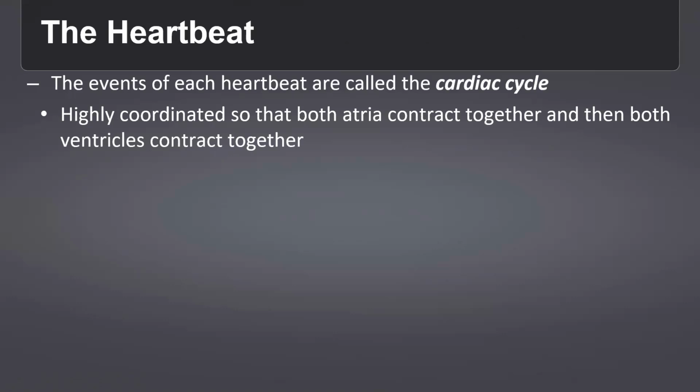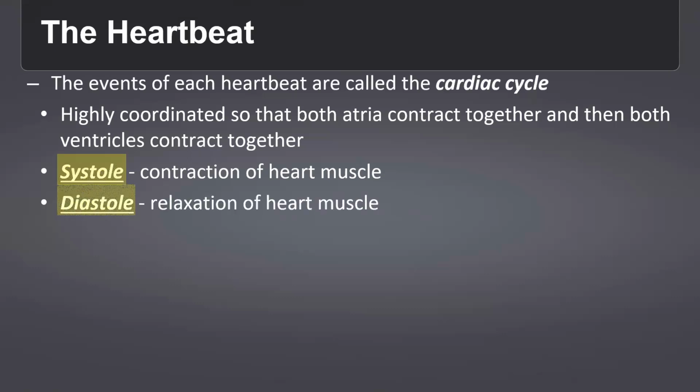When your heart is contracting, that's called systole. It's when your heart is squeezing, and it's basically squeezing all the blood out of the heart. And when it's done squeezing and it just rests, it's no longer contracting, it's called diastole. And during diastole is when the heart fills up with blood again.